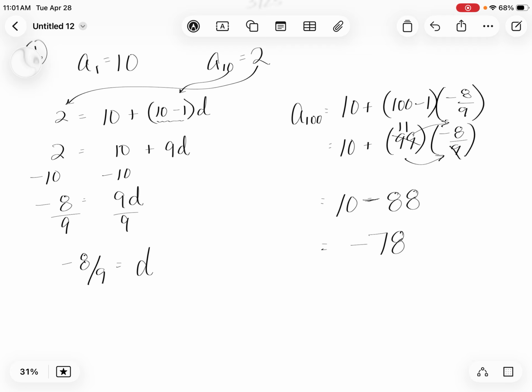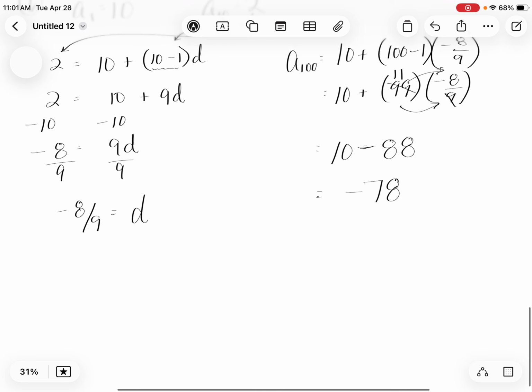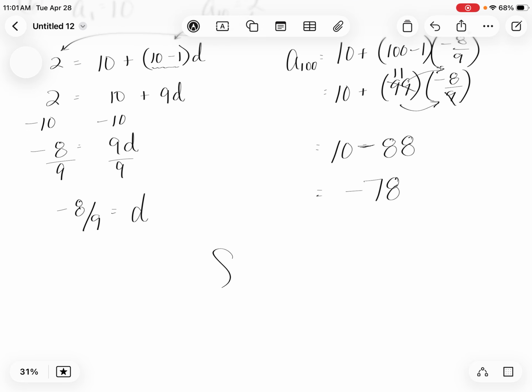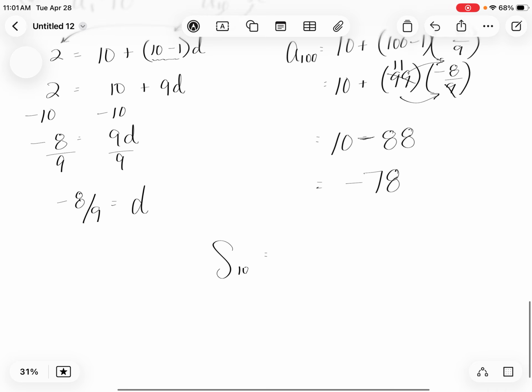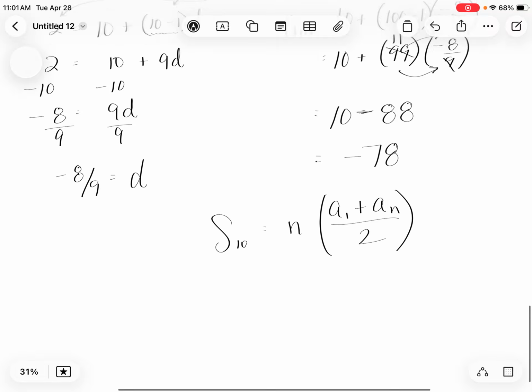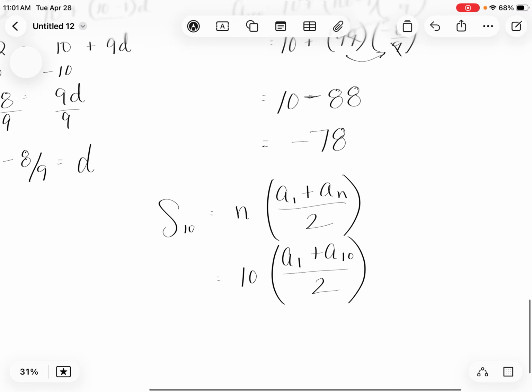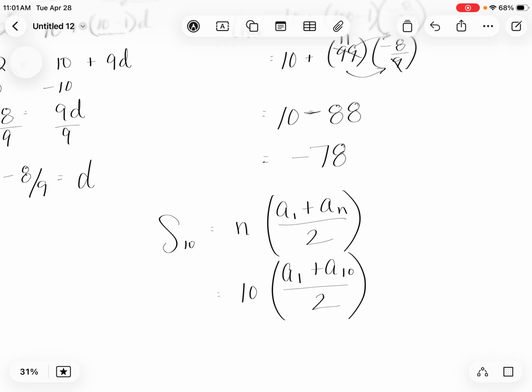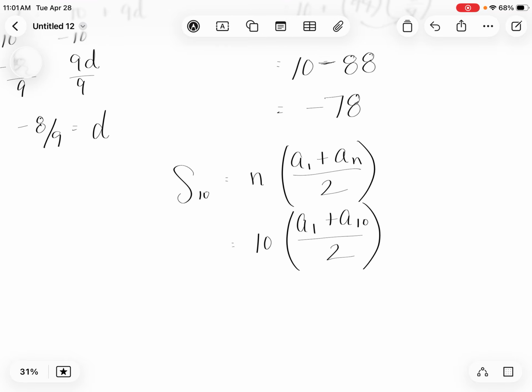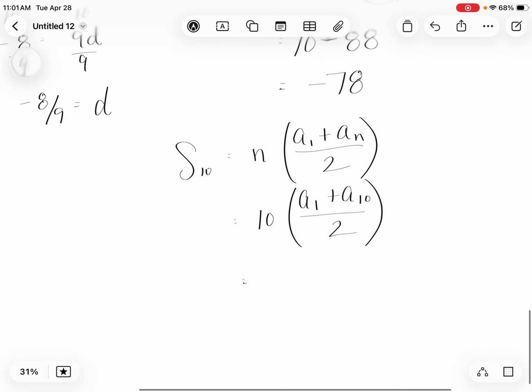Find the partial sum of the first 10 terms. You could find all 10 and then add them together. That's one option. Or you can use the formula a1 plus an divided by 2, times n, which in this case is 10. So we need to find the first term, the 10th term, and then divide it by 2. So we don't have the 10th term yet. Oh yeah, we do actually. We have it. It gave it to us at the beginning.